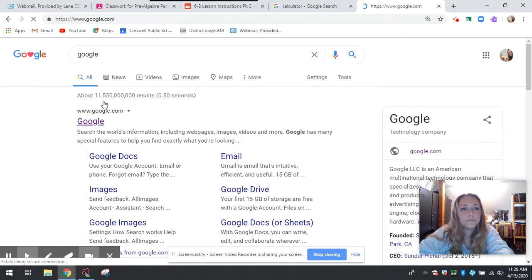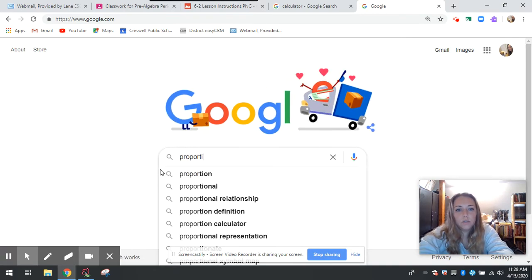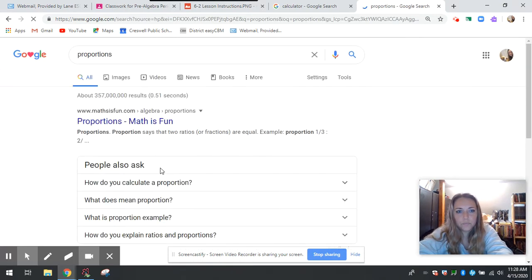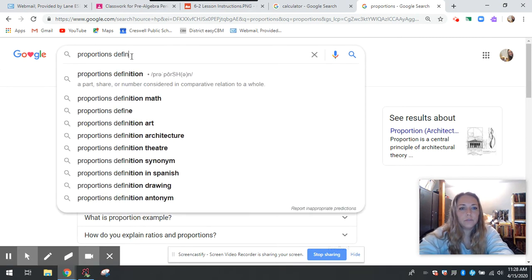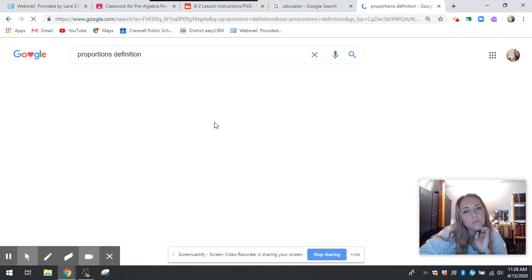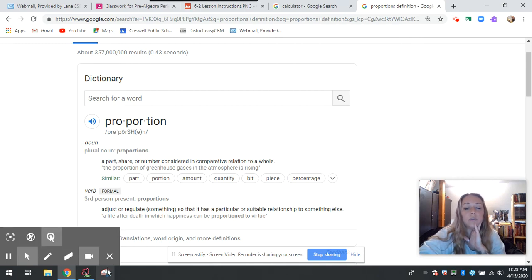We get Google. Proportions. It just comes up mathematically. Find the definition. A proportion is a part, a share, or a number considered in comparative relation to a whole. So you can adjust or regulate so that it has a particular or suitable relationship to something else. So there are quite a few ways to think about proportions.